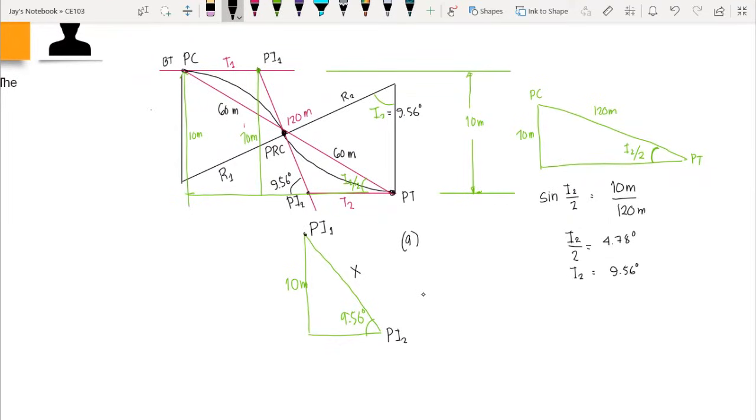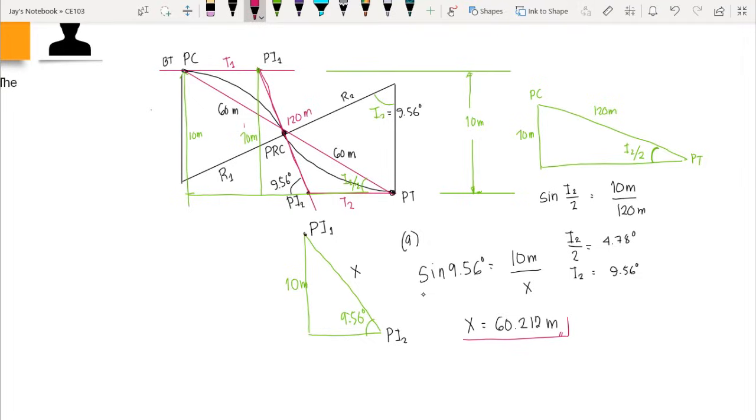So basically, we can use here a sine. We have sine of 9.56 degrees is equal to the opposite, 10 meters, over the adjacent, x. So we have the value of x that is equal to 60.212 meters. Okay, so this is our answer for letter A, which asks for the length of the tangent with common direction, and that is the distance from PI1 to PI2, or vertex 1 to vertex 2.